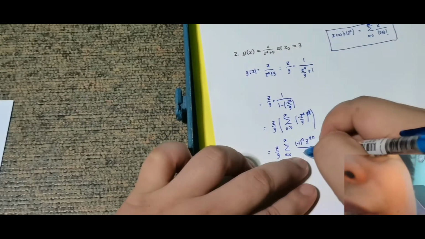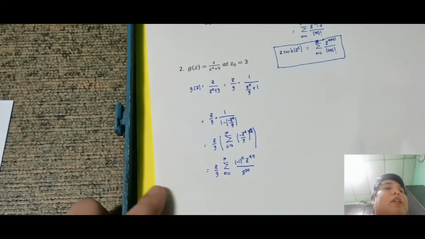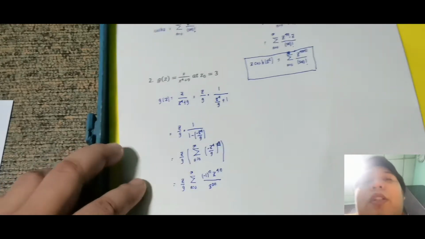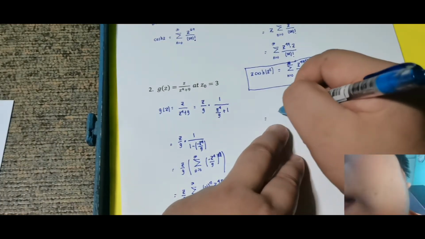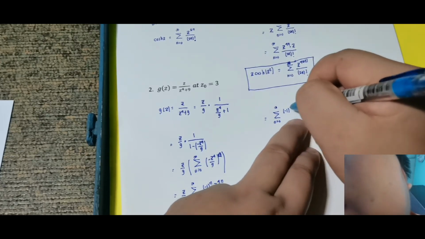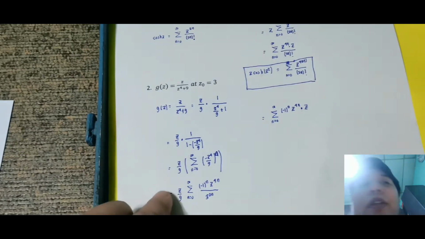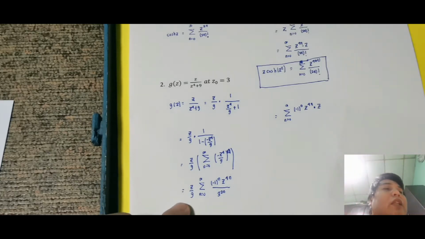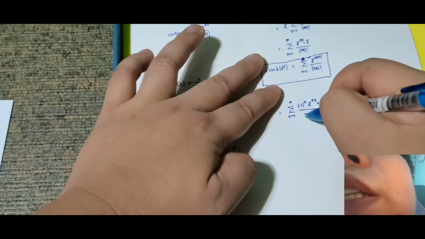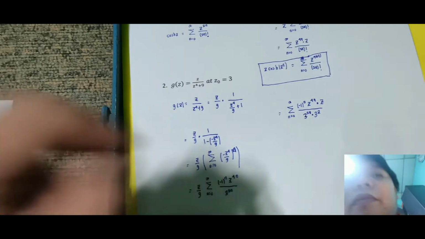Or pwedeng ganito, 3 raised sa 2n, kasi nga 9 raised sa n. So yung 9 is 3 squared. So ginawa kong ganyan. Next, ito ay 3 squared, papasok sa loob pati ito. So ang mangyari, this is equivalent sa summation for n is equal to 0 up to infinity ng negative 1 raised to n ng z raised sa 4n. Papasok ko yung z sa numerator. Okay, dun sa ilalim papasok ko yung 9. Yung 9 is 3 squared. Okay, so that is 3 raised sa 2n times 3 squared.